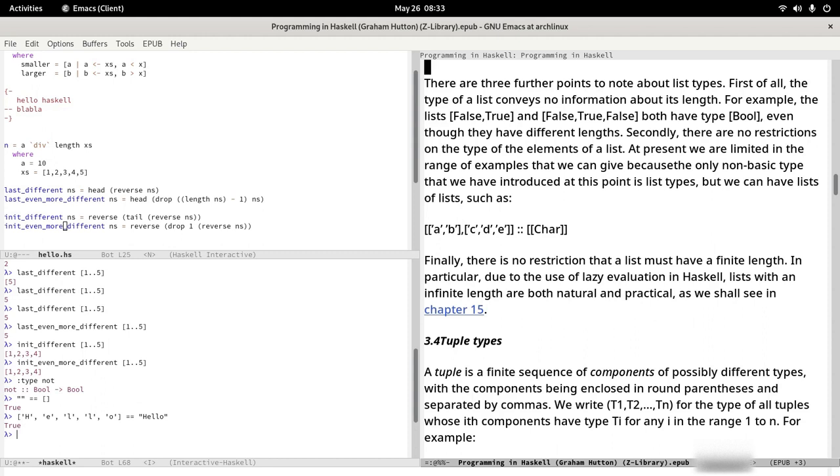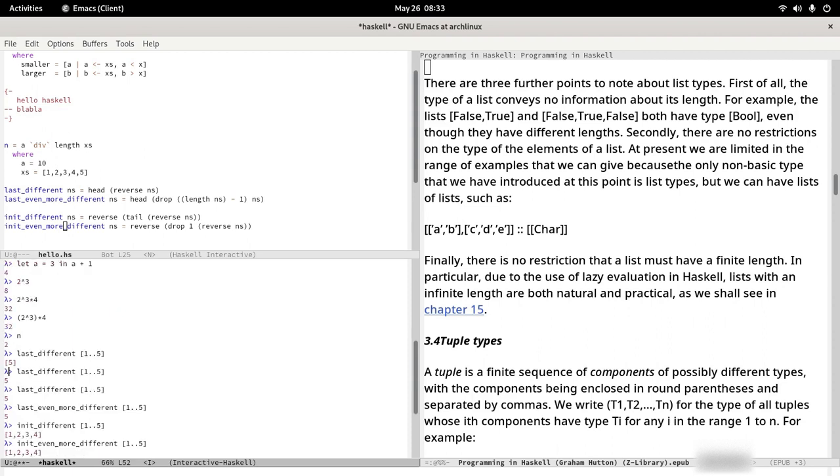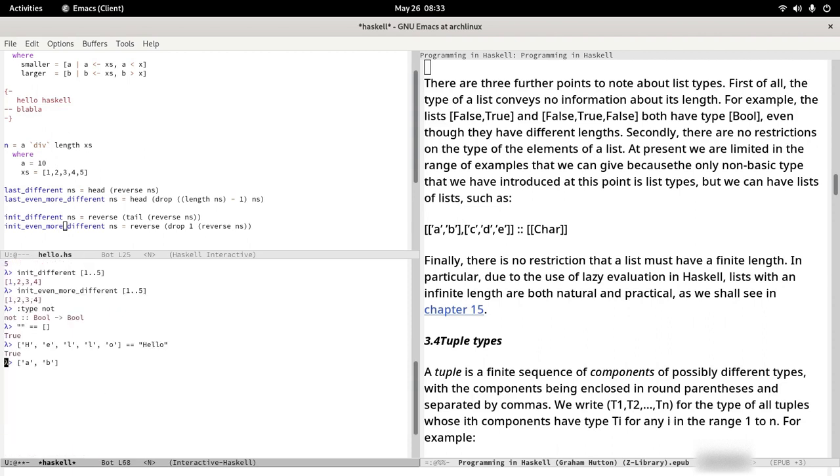Oh, wait, what? So there is a difference. How do you do this? Oh. So why does the equals function say that a list of characters is the same as a string?